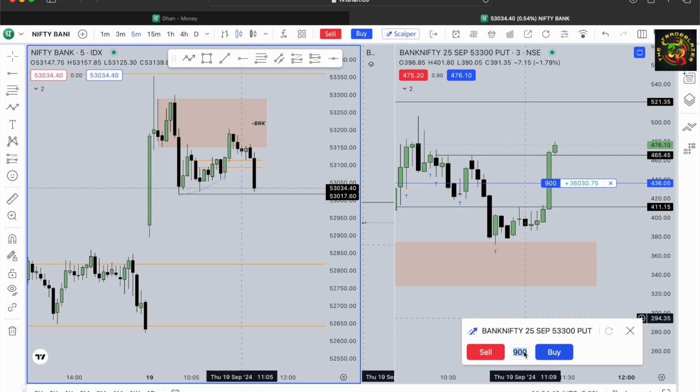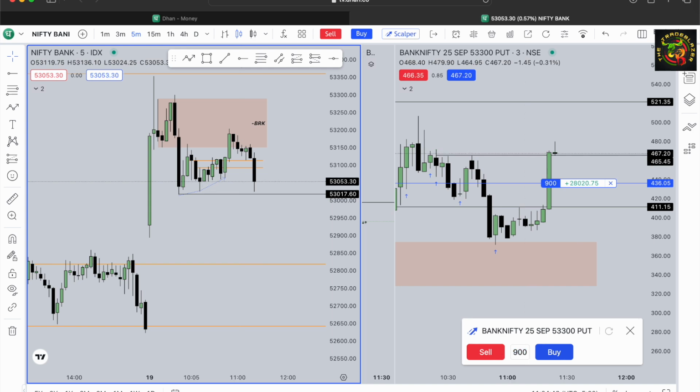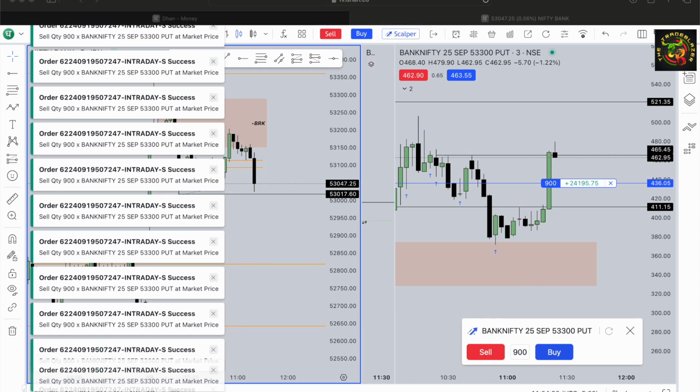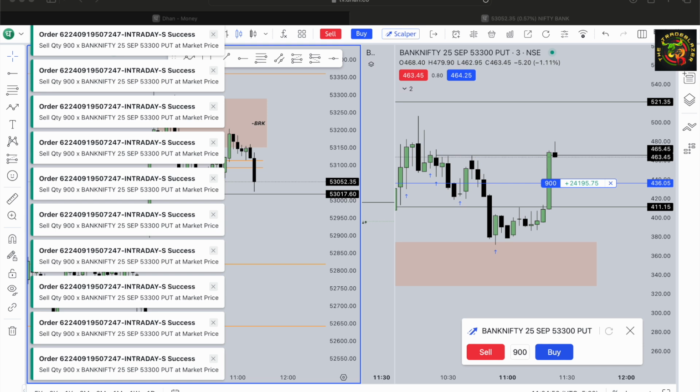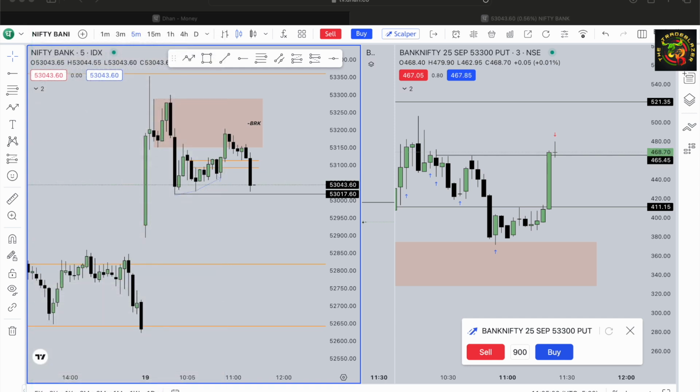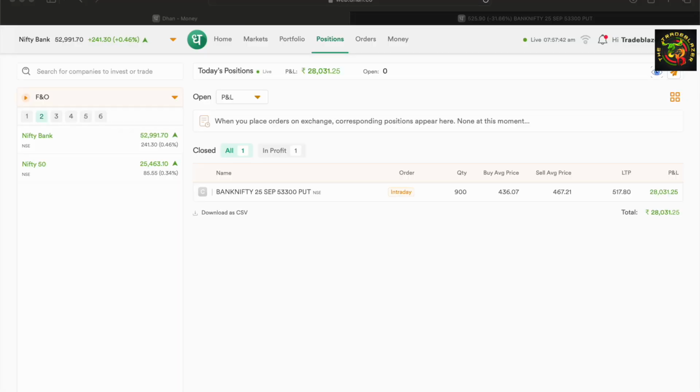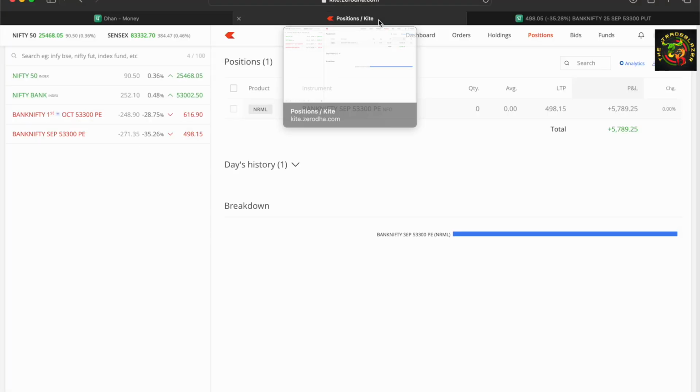So I'll try to close the trade here, guys. We got enough momentum after a long wait, and then we got our target done for today. I just closed all the quantity in this trade and made about 28,000 in the Dhan account. So I just closed the trade in Zerodha as well, and made a profit of around 6,000 there in the Zerodha account. So it's an overall profit of around 34,000 for today.